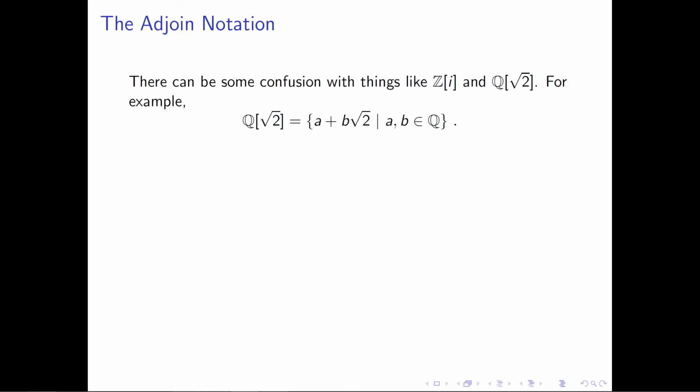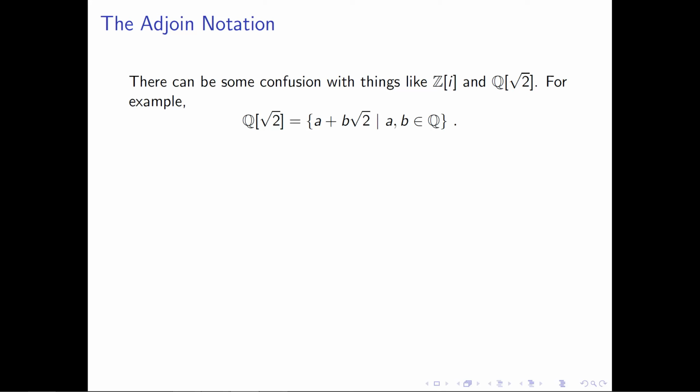However, this is not the same as the formal definition of F adjoined alpha that I listed on the previous page. So if we are thinking of square root of 2 as the alpha figure here, I've only listed a plus b alpha raised to the first power. I haven't considered what happens if alpha is squared or if alpha is cubed, and so on and so forth.